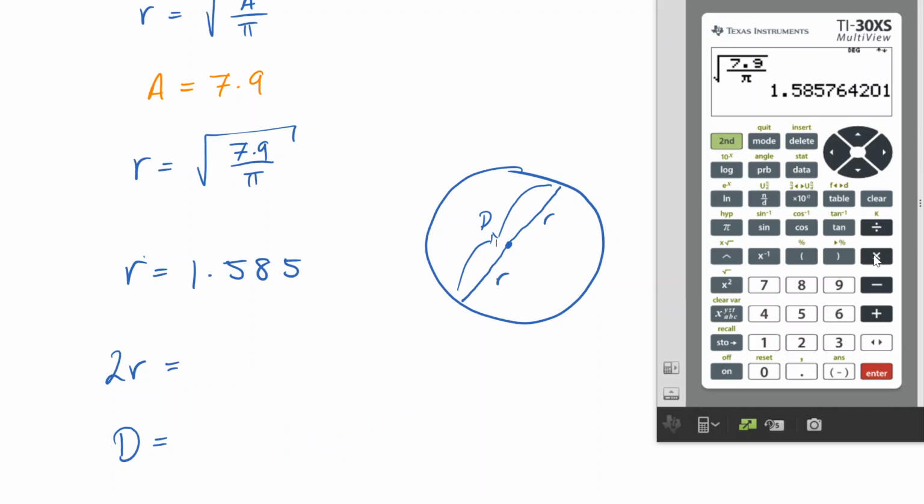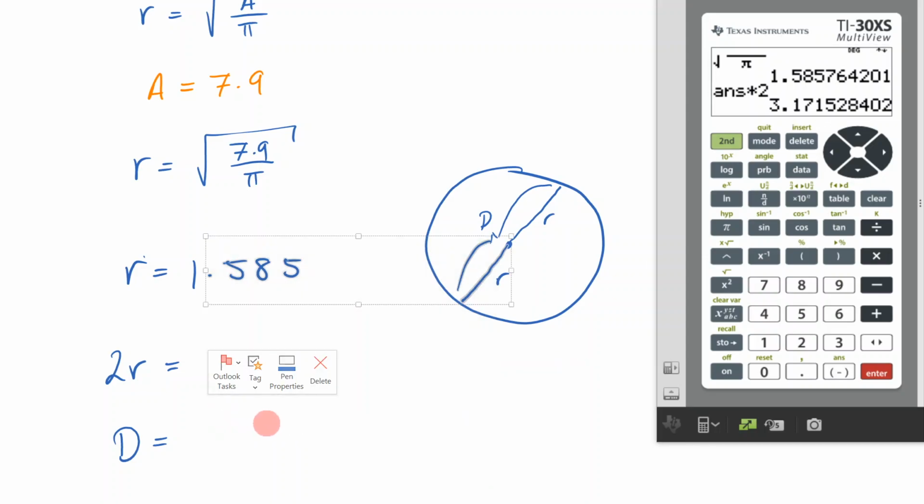So what we're going to do here is I'm going to take this. I'm just going to go times 2, enter, 3.17. Remember, we're rounding to one decimal place. So this 7 would round up this 1 to a 2. So I could say 3.17 here, but then my final answer would be 3.2.